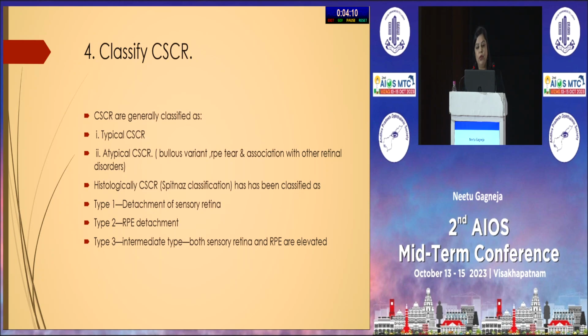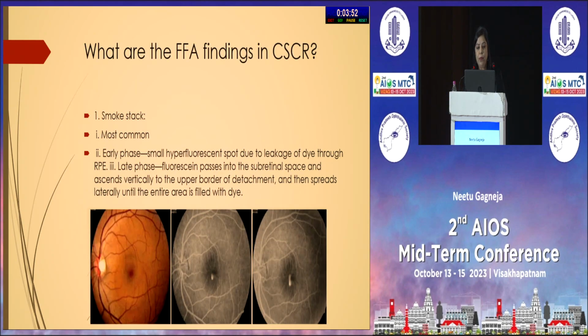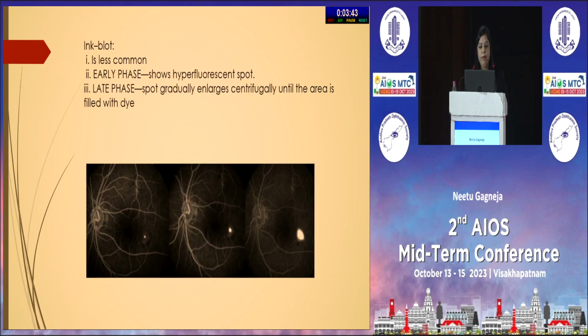Atypical variants include a bullous variant, RPE tear, and association with other retinal disorders. Histologically, it can be classified into 3 types. Type 1 is detachment of the neurosensory retina, Type 2 is RPE detachment, and Type 3 is intermediate, which comprises both. And these are the fundus fluorescein angiography findings.